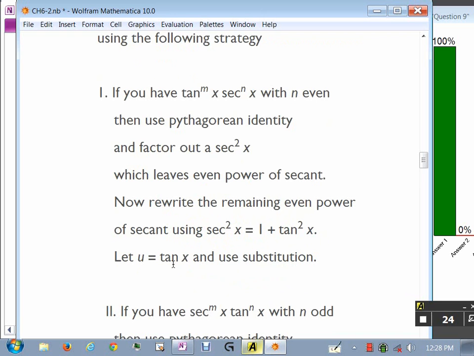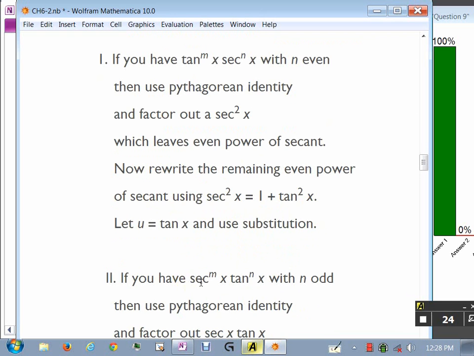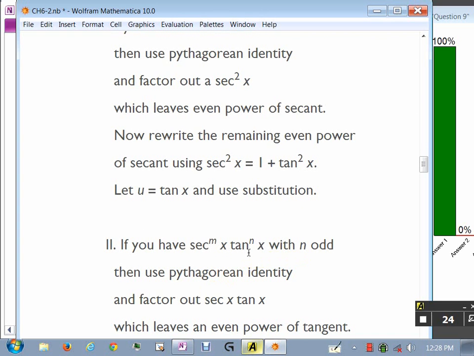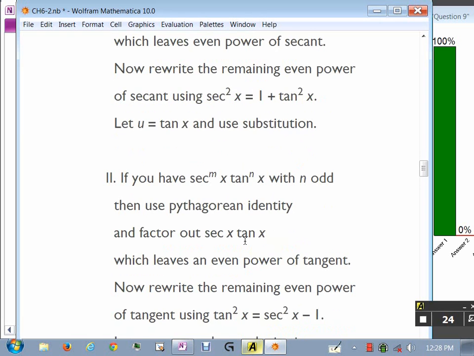The substitution there would be tangent. If we have secant and tangent with n being odd, then we factor out a secant tangent and we do this.